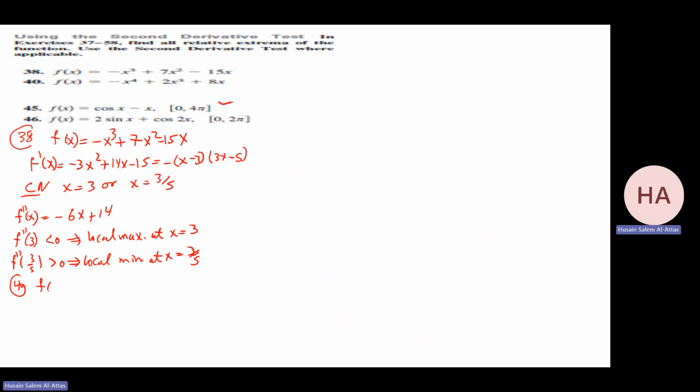What is f of x? Minus x to the power 4 plus 2x cubed plus 8x. I'll do f prime. That will be minus 4x cubed plus 6x squared plus 8.